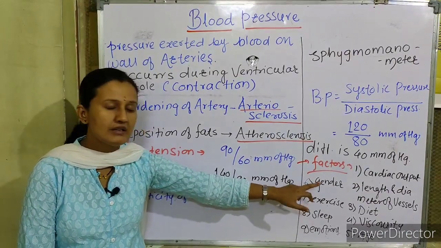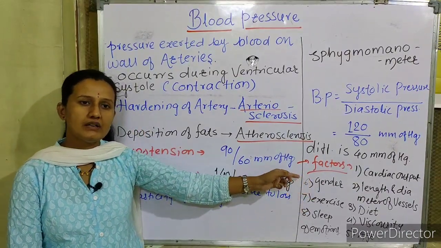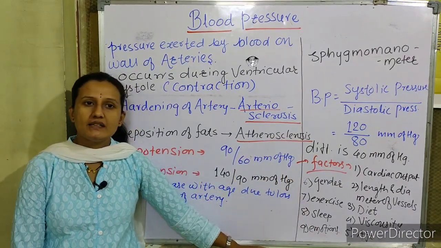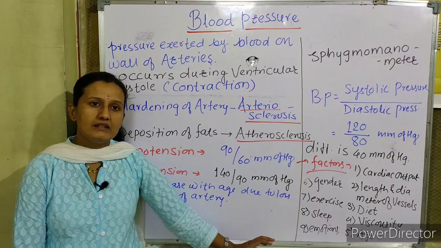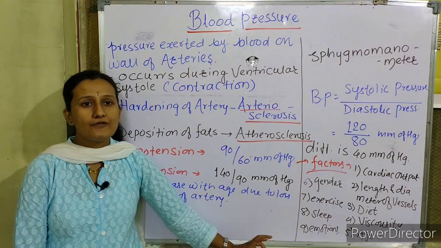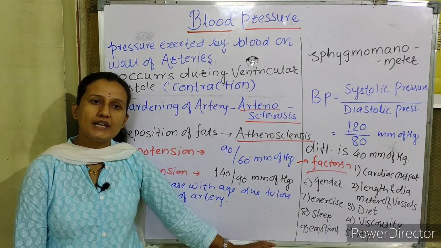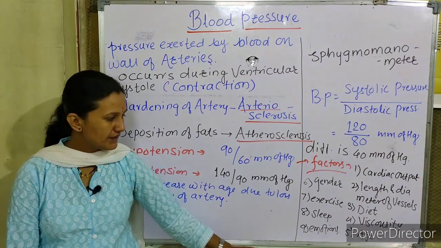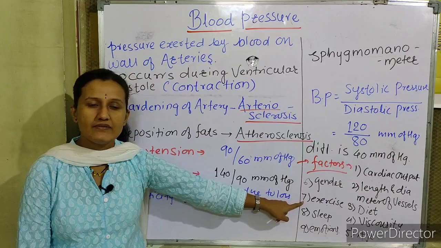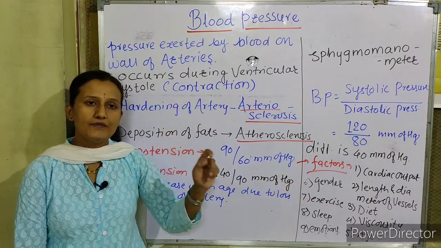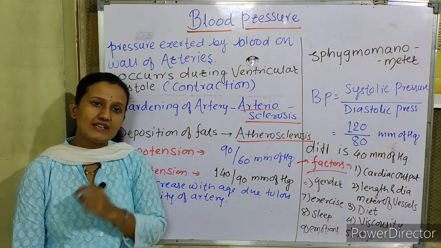Next, that is gender. Males have higher BP than females. Then exercise, anxiety, and emotions like anger and fear. In this condition, blood pressure increases to maintain our body's metabolic rate. During heavy exercise, blood pressure increases to provide efficient blood flow to every visceral organ of the body.